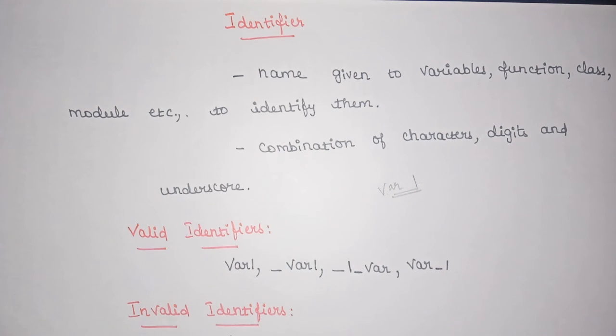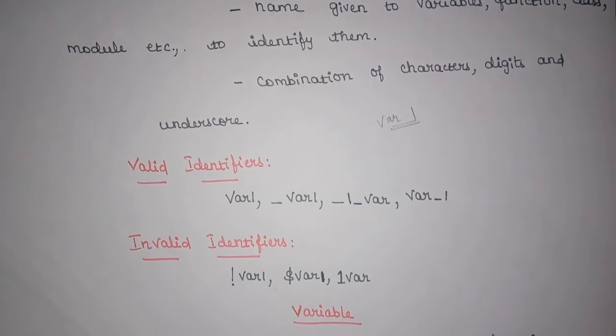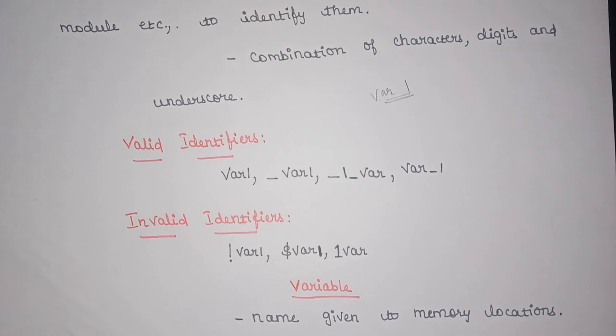Then coming to invalid identifiers, here are some examples. We cannot use symbols other than underscore, but here we are using an exclamation mark, so it is invalid. The second one uses a dollar symbol, which is also invalid. Coming to the third identifier, it begins with a digit, which is not allowed, so it is considered an invalid identifier. This is all about identifiers.